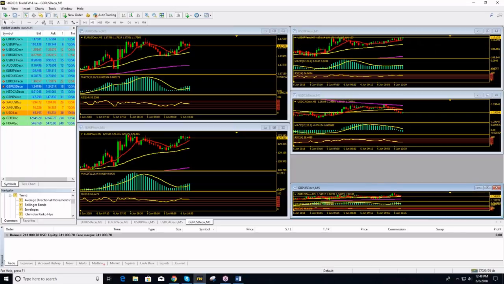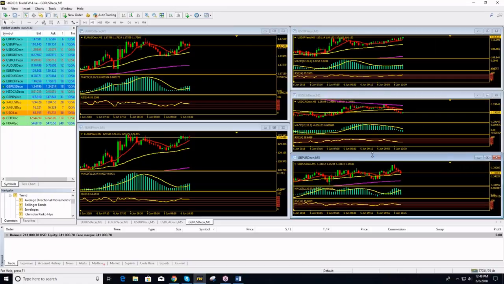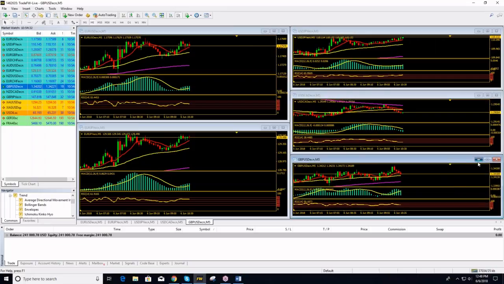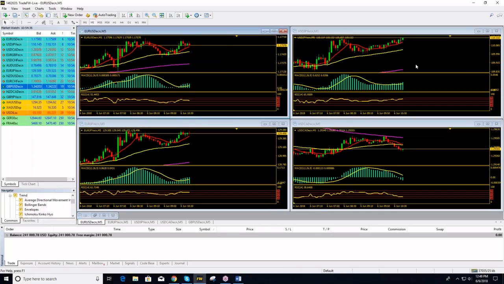Let me minimize a bit pound dollar. It didn't give us a setup so far, so I will minimize pound dollar. Let's concentrate on these 4 pairs that are interesting. And if I have any other trades, I will update you accordingly.